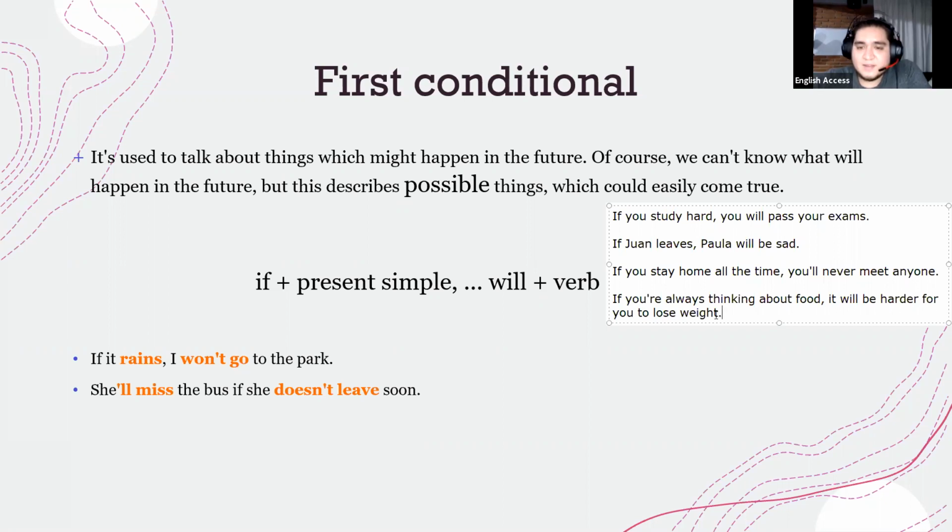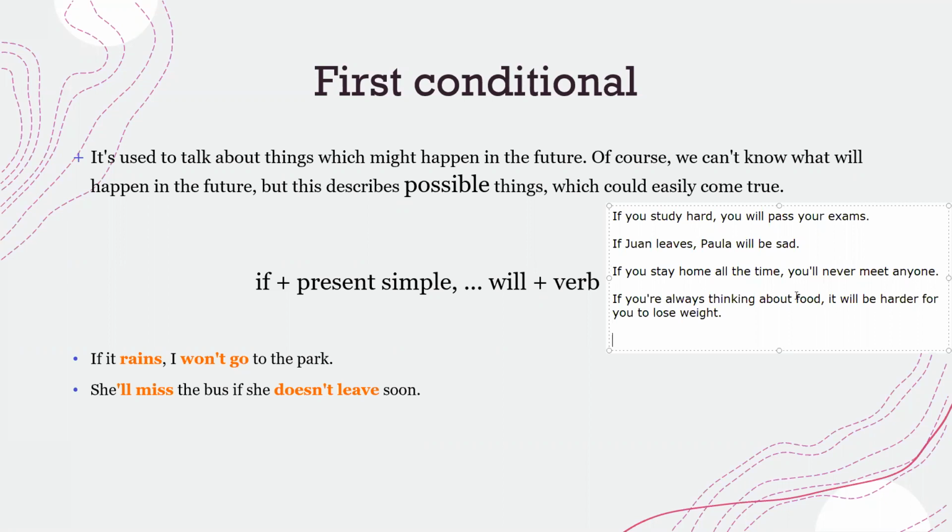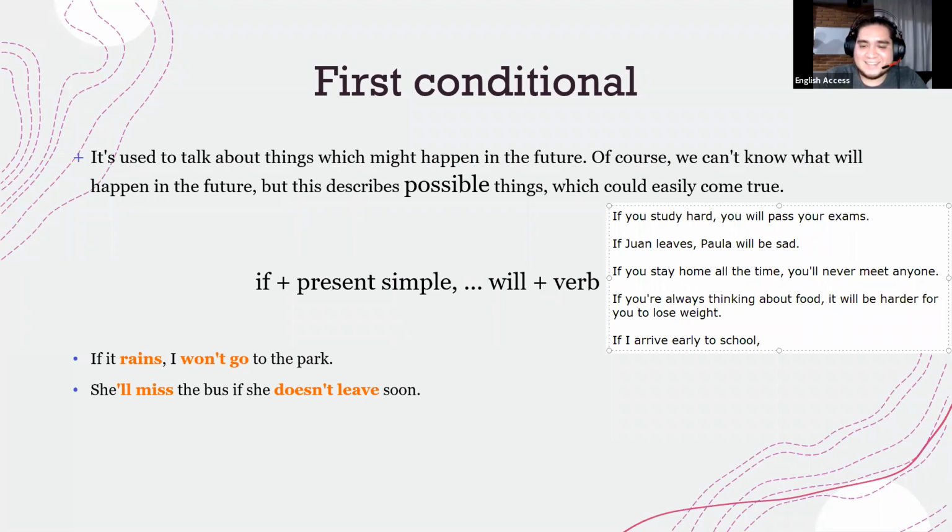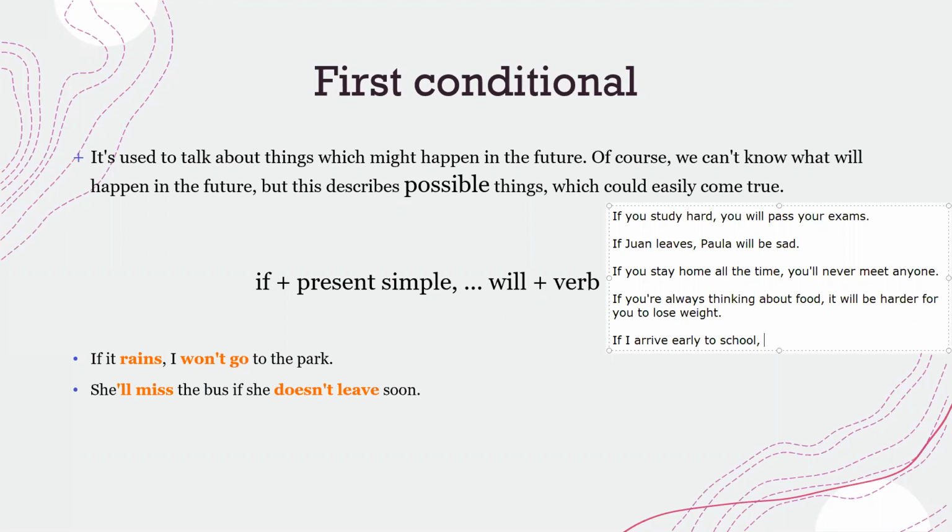Good. All right. One more so we can continue. Okay, me, please. If I arrive early for school, I will have more time to do my homework. It's an example, teacher? Yeah, right. It is an example, right? An example.